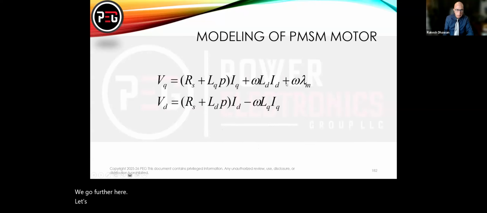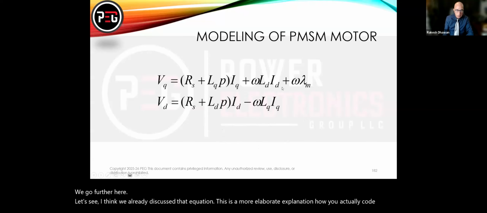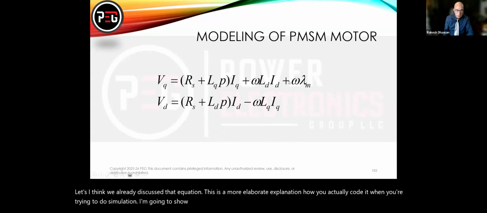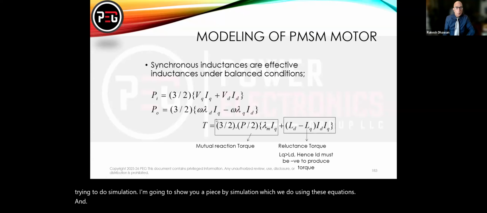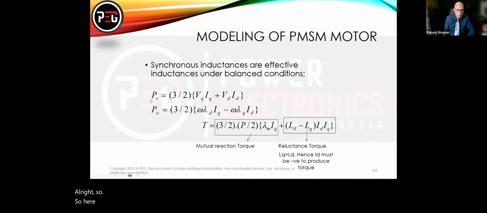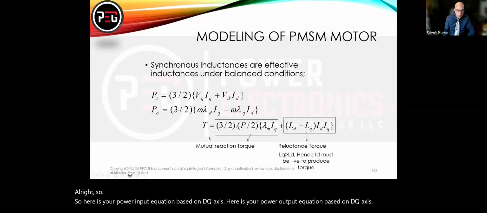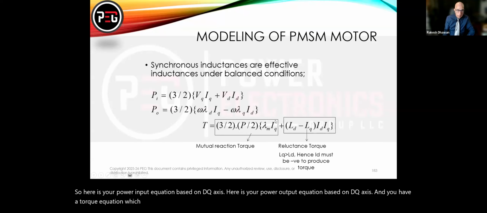Let's see. I think we have already discussed that equation. This is a more elaborate explanation of how you actually code it when you're trying to do simulation. I'm going to show you a PSPICE simulation, which we do using these equations. And all right, here is your power input equation based on DQ axis. Here is your power output equation based on DQ axis. And you have a torque equation, which is essentially a function of magnet flux and IQ.